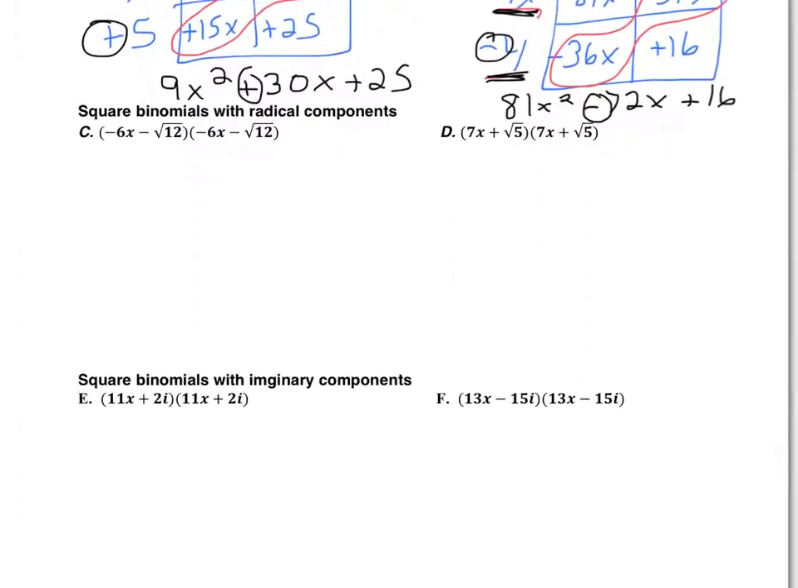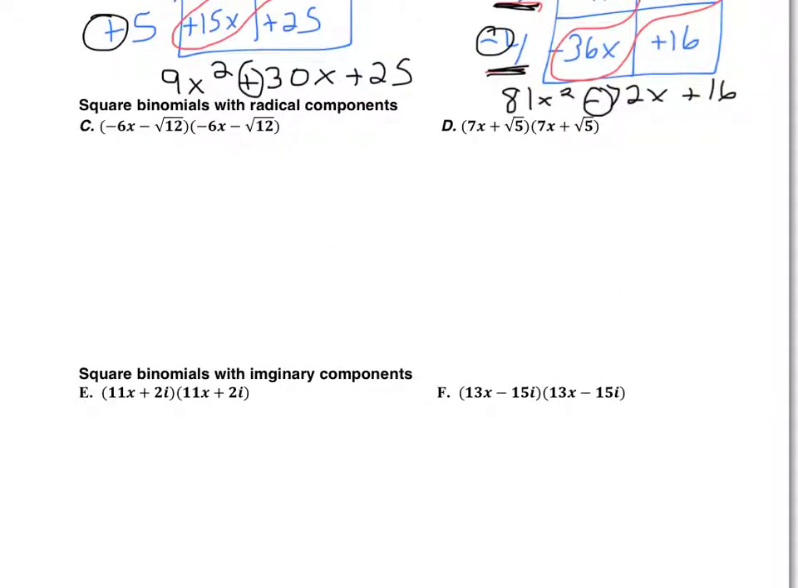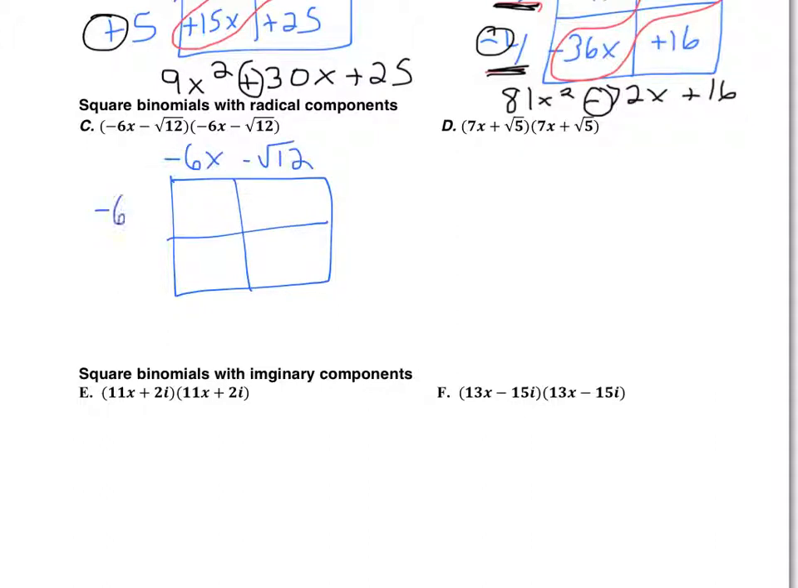Let's go ahead and work on C and D, which have square roots. So we're going to start out with our box, and we have negative 6x minus root 12 and negative 6x minus root 12. So negative times negative is positive, so we have 36x squared. Negative times a negative is a positive 6x root 12, and again a positive 6x root 12. Negative times a negative is a positive, root 12 times root 12 is 12.